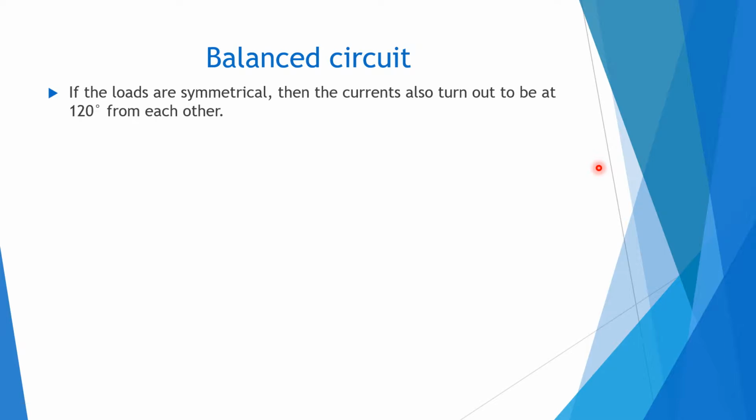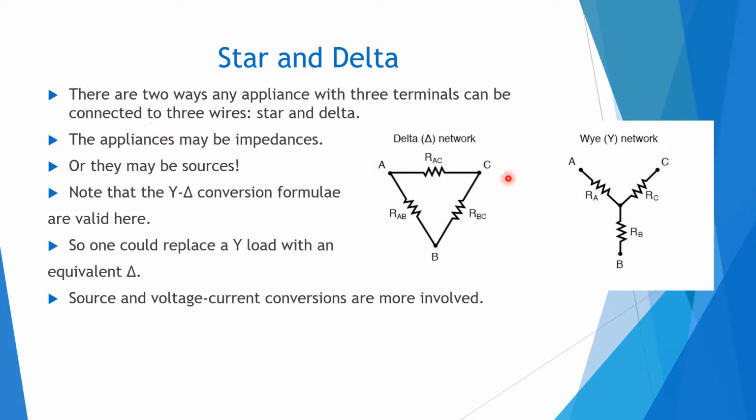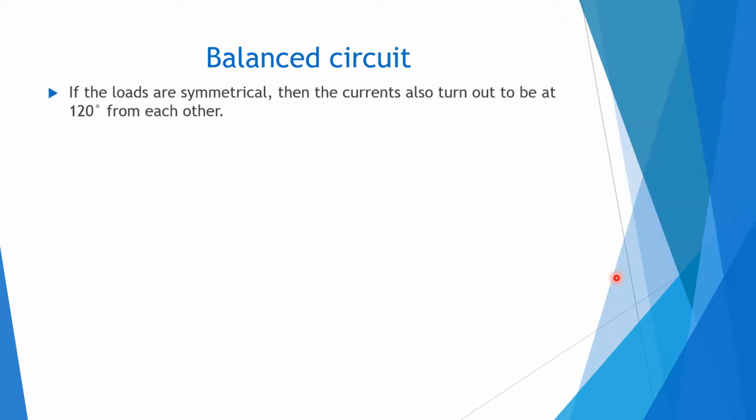So before that, we will do something called a balanced circuit. Why? Because a balanced circuit is much easier to handle. We will see how. See, if the loads are symmetrical in nature, which means that each wire feels the same impedance across the other two wires, then the currents also turn out to be at 120 degrees from each other. So what do I mean by symmetrical? Well, in the previous slide, suppose RAB equal to RBC equal to RCA, or RA equal to RB equal to RC. So that would be called symmetrical load, and in this case the currents also turn out to be at 120 degrees from each other and their magnitudes would be the same.